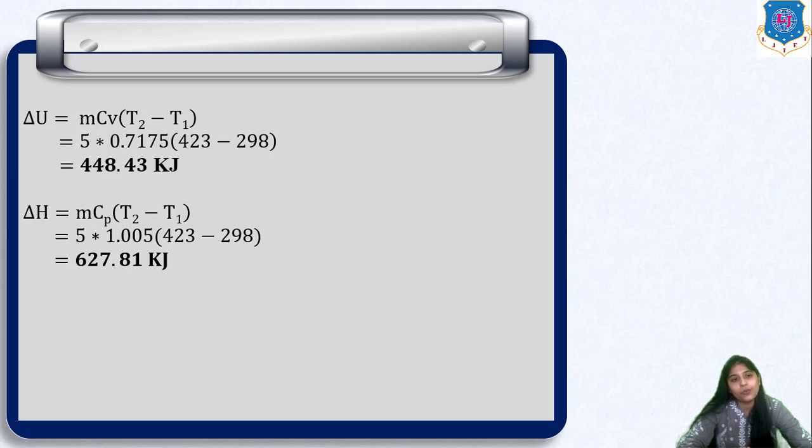So this is how you calculate change in enthalpy and change in internal energy, and you can use the expression Cp minus Cv is equal to R to calculate a specific heat if one of the specific heats is given along with the value of R.